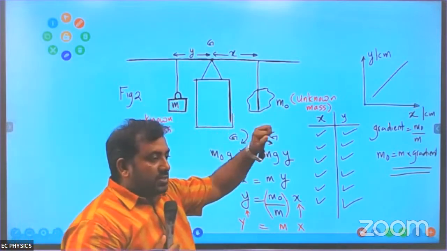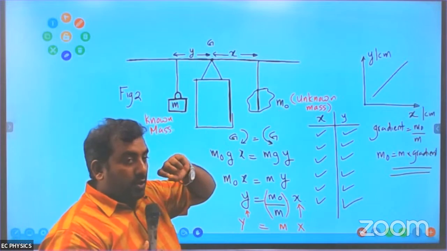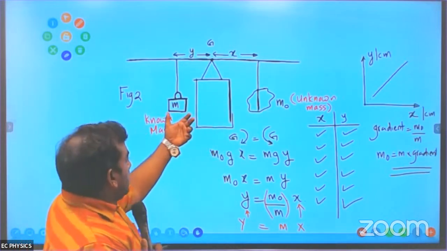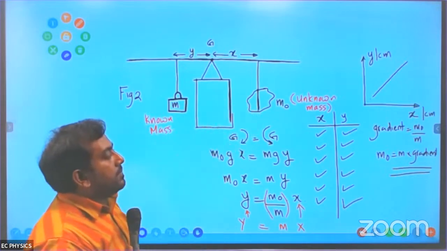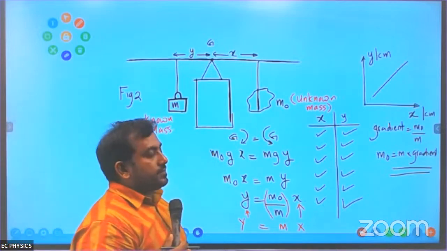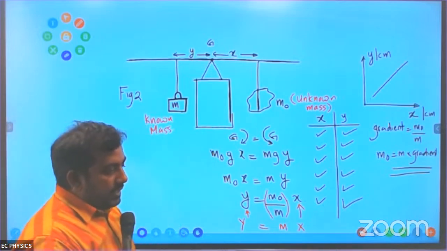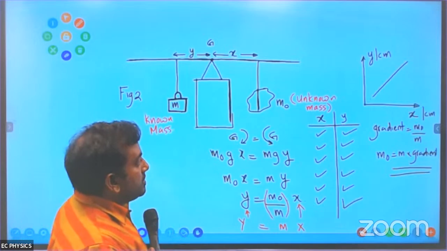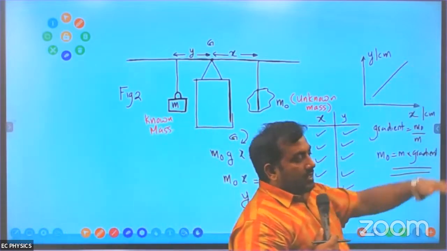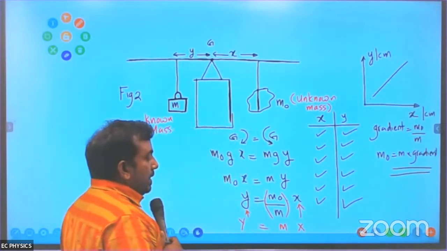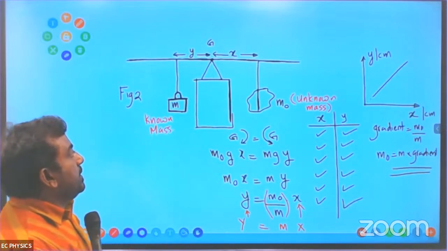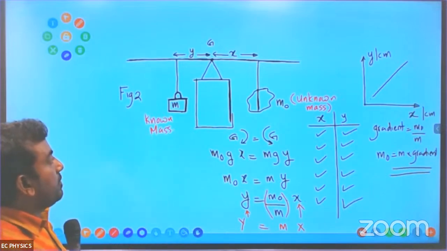We always make sure of the precautions, right? We always make sure that the known weight and the unknown weight are almost the same. This will give us a good symmetrical graph.